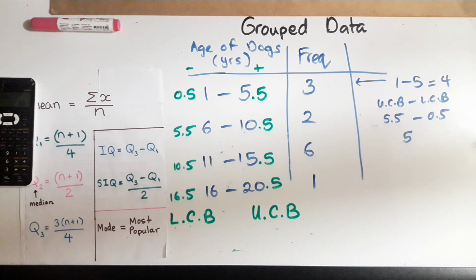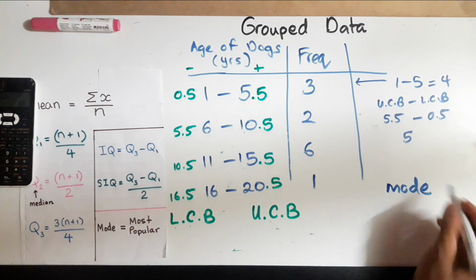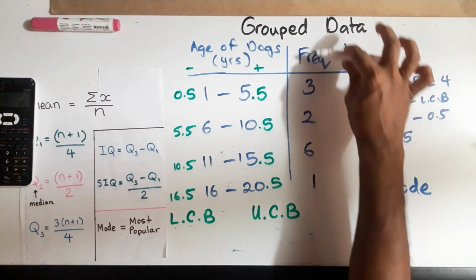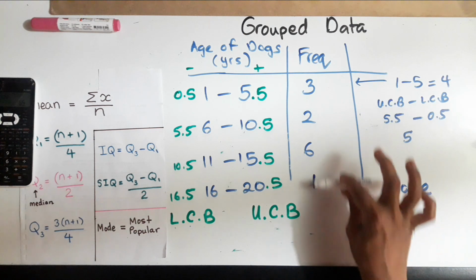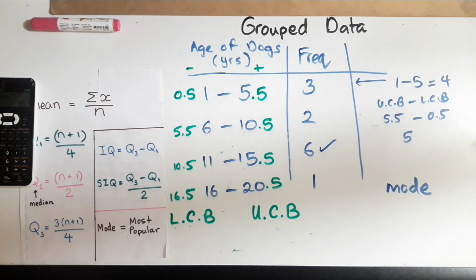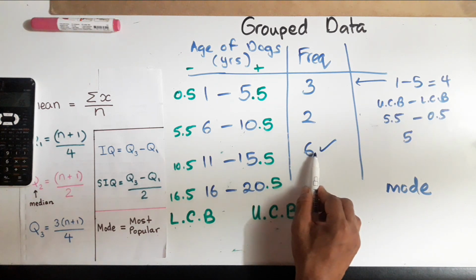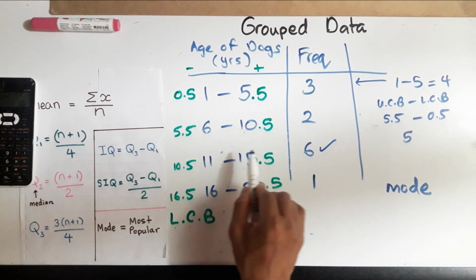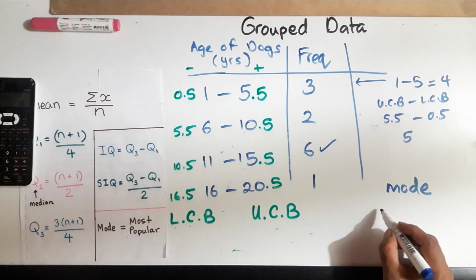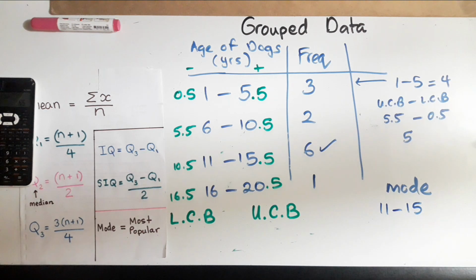Right, so that's some questions here. If they ask you what is the modal group, the modal, remember mode is the most popular one. Which one has the highest frequency? Which age of dogs was the most popular? That would be the 6. But the answer is not 6. The answer is what the 6 is referring to. So the modal age is from 11 to 15.